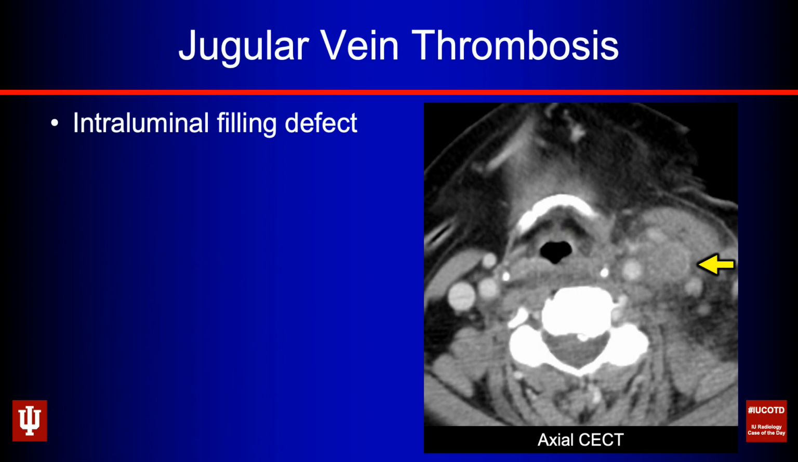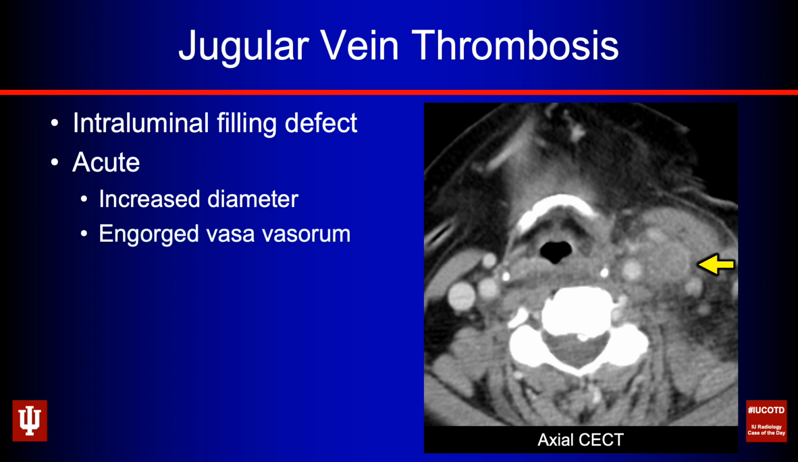What does it look like on imaging? You look for an intraluminal filling defect within the jugular vein itself. In the acute phase, that oftentimes dilates up the caliber of the vessel, so it's an enlarged diameter. You may have engorgement of the vasa vasorum. So if you look where this yellow arrow is pointing, it almost looks like a donut sign of increased density along the vessel wall. That's because those vessels that supply the vessel wall, the vasa vasorum, are engorged with blood. And in the chronic phase, it tends to shrink down and you get a small caliber vessel.